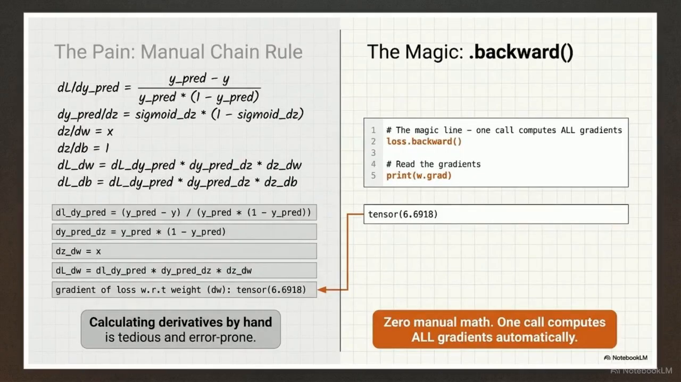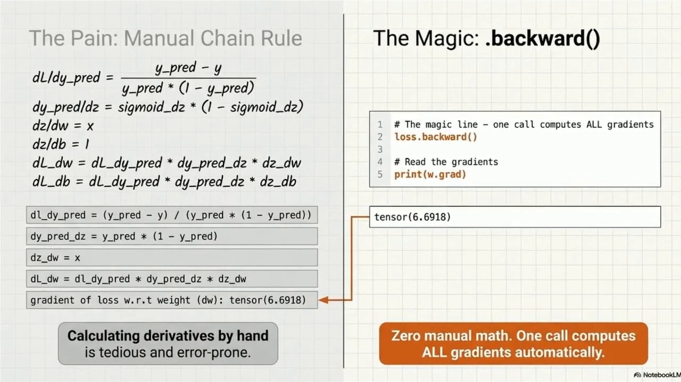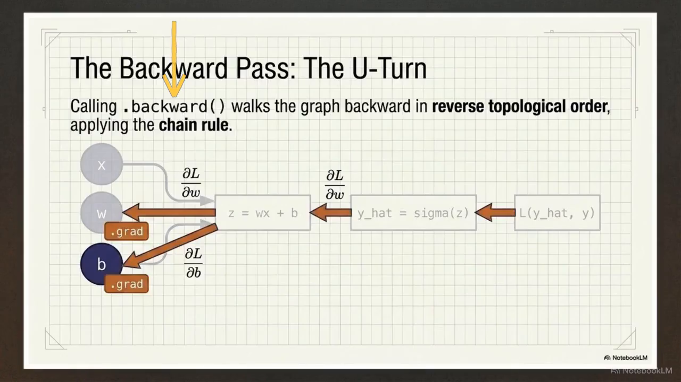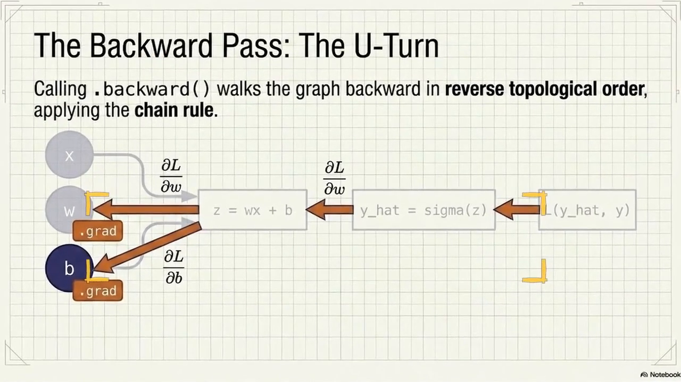This comparison shows why the blueprint is important. Calculating how much each tiny step contributed to a final mistake is a math nightmare. Doing it by hand using the chain rule, seen on the left, is exhausting and very easy to get wrong. PyTorch solves this with a single magic line of code, loss.backward(). This diagram shows that command in action. It triggers a total U-turn, walking backward through the blueprint we just built to figure out the math automatically.